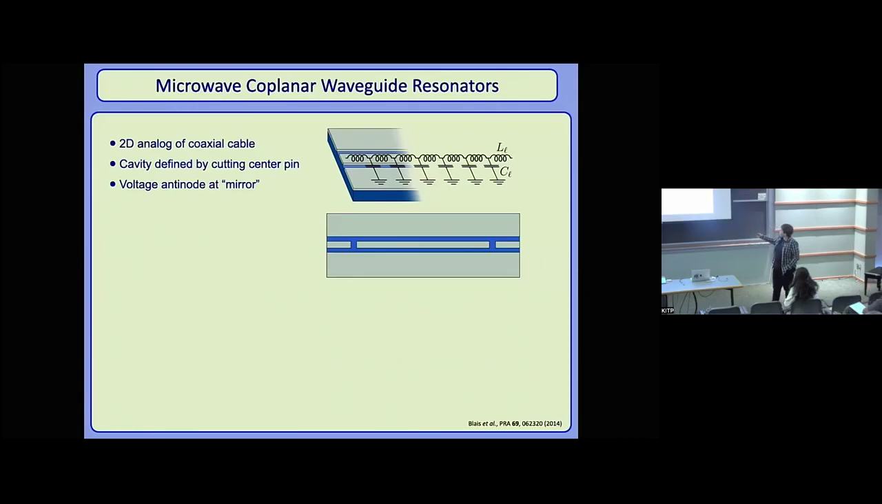However, if you cut the center pin, then that creates a very strong reflection where you've broken your coax geometry, and so you get a very nice guided mode of microwave photons that sails from one end to the other and bounces back. This is our version of the Fabry-Perot cavity.